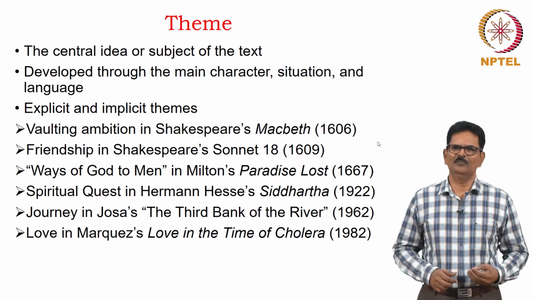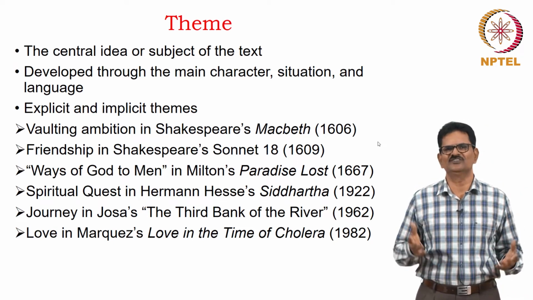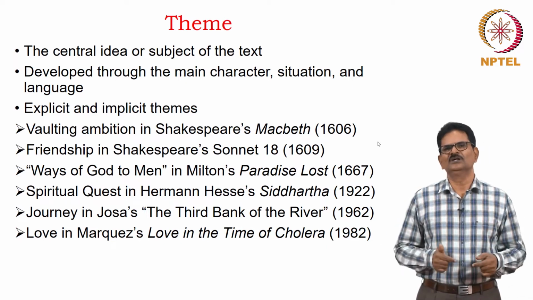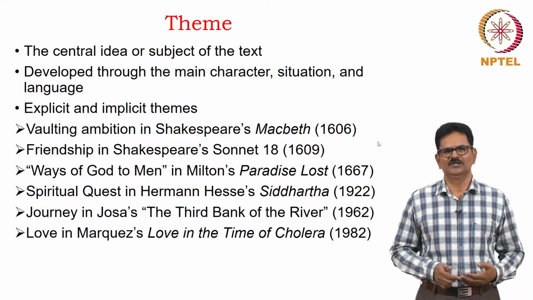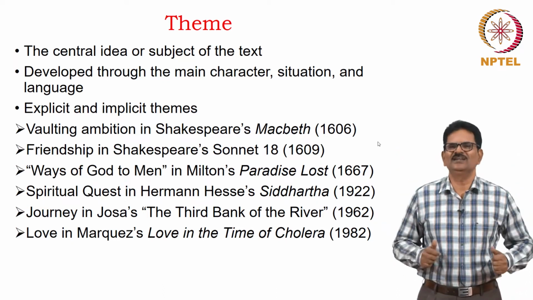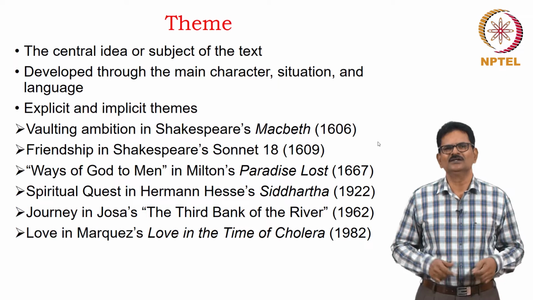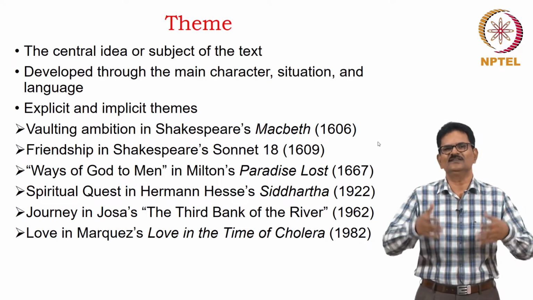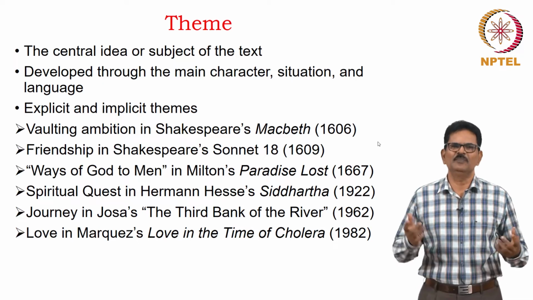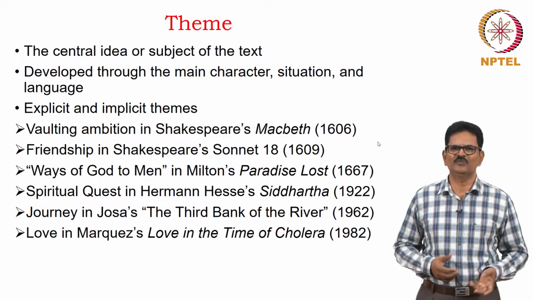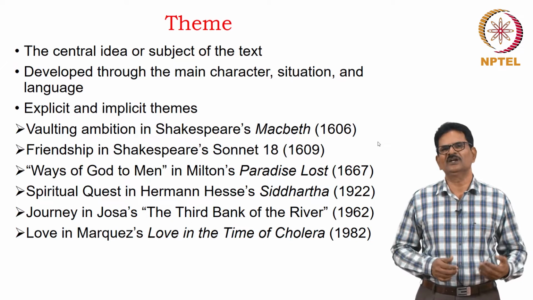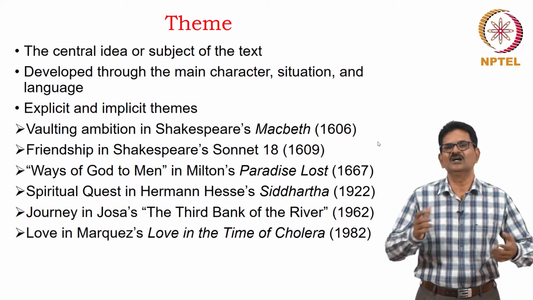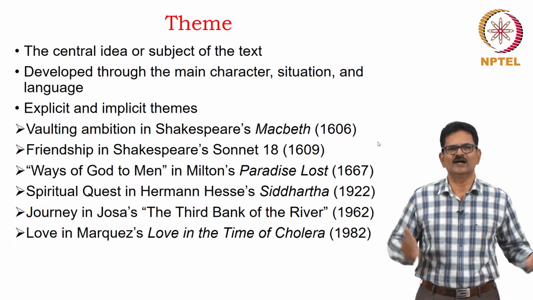The theme of vaulting ambition is what we find in Shakespeare's Macbeth. Similarly, we find the theme of friendship in a poem, Sonnet 18 by Shakespeare. The greatest epic in English is called Paradise Lost. The author mentioned that justifying the ways of God to men is a theme of the Paradise Lost. We may have the journey or spiritual quest in a novel like Hermann Hesse's Siddhartha, or a short story like The Third Bank of the River by Rosa.